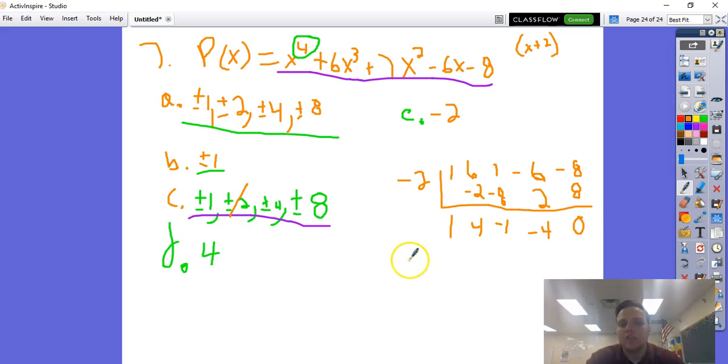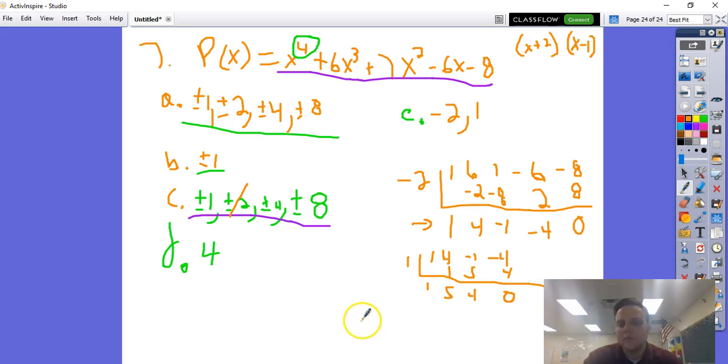I'm going to try 1 just because that's a simple number to check. Now, I check 1 against my new polynomial because hopefully each time I'm narrowing down my polynomial into being smaller and smaller. So I carry down my 1. 1 times 1 is 1. 4 plus 1 is 5. 1 times 5 is 5. Negative 1 plus 5 is 4. 1 times 4 is 4. Negative 4 plus 4 is 0. Nice! So I have another 0. I know that 1 is another one of my zeros. So then I could also say that x minus 1 is another one of my factors.